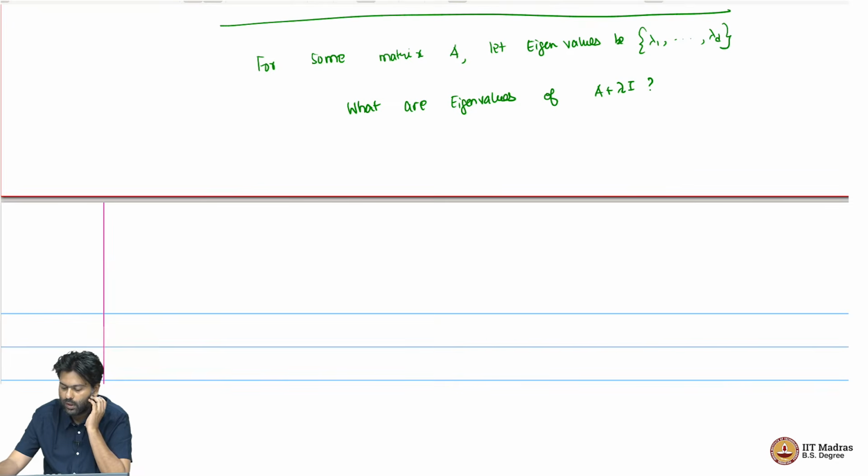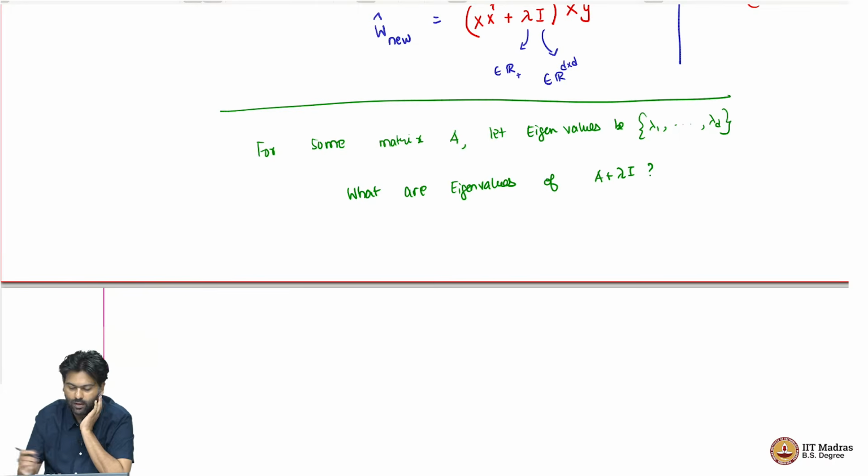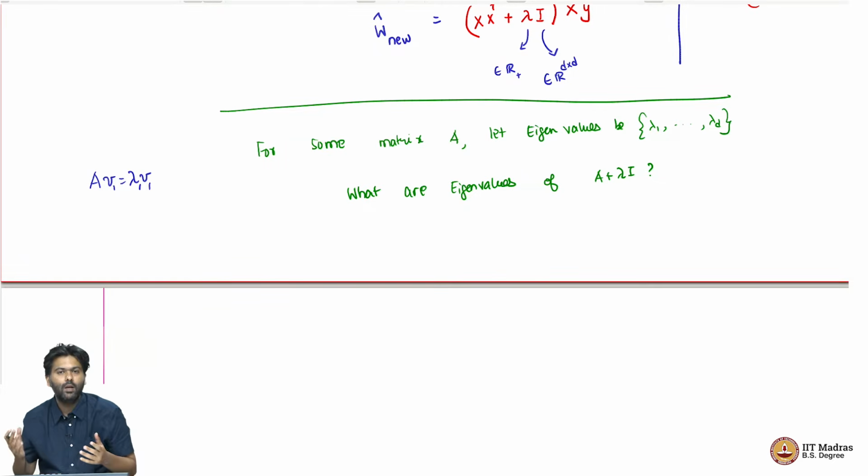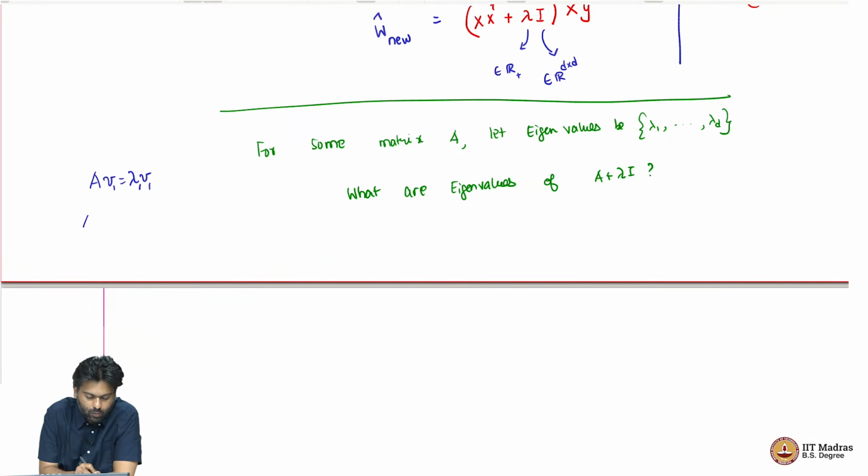Well, if you remember the definition of eigenvalues, it was as follows: A v equal to lambda v. So A v1 equal to lambda 1 v1, which means that v1 is an eigenvector with an eigenvalue lambda 1. Now, what would then (A plus lambda I) times v1 be? Well, that would be A v1 plus lambda v1, but A v1 we know is lambda 1 v1, plus lambda v1. So, this would be (lambda 1 plus lambda) times v1.